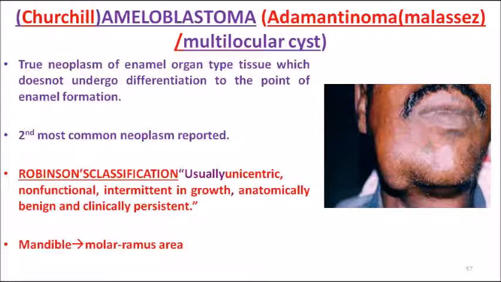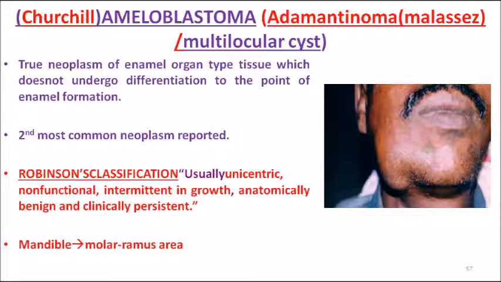And most of the times, ameloblastoma is a multilocular cyst. You can see there are different locules, different circles within the radiographic picture itself. You can see different circles, like a soap bubble appearance. So that is why it is called a multilocular cyst, whereas very rarely it is seen as unilocular, a single circle. Most of the times it is multilocular, therefore it is also called a multilocular cyst. Very rarely they are unilocular in appearance.